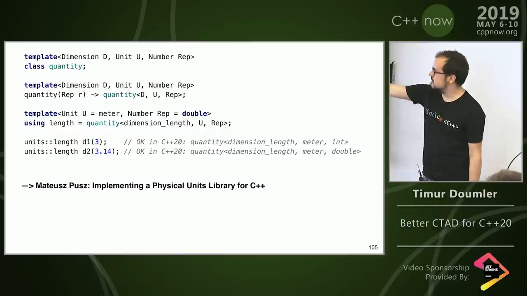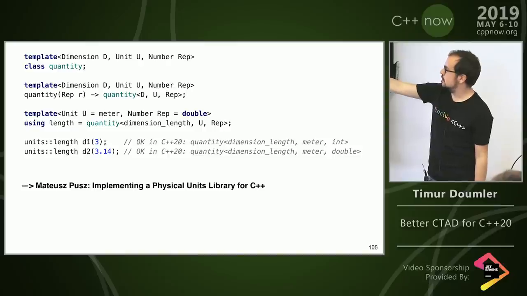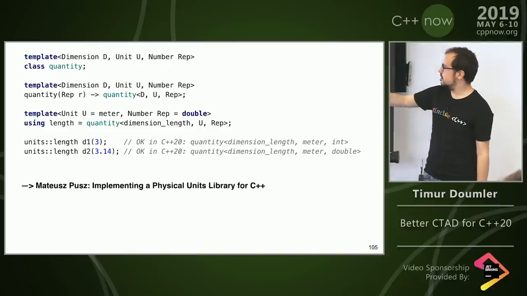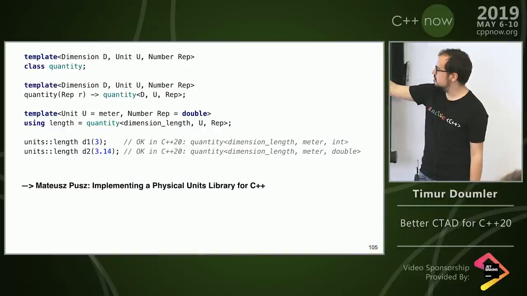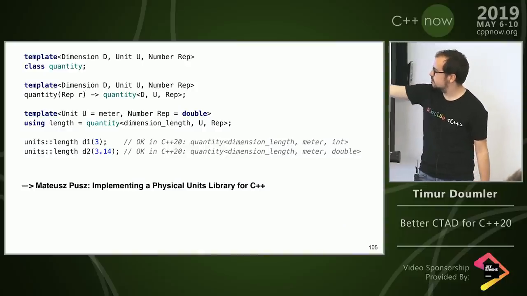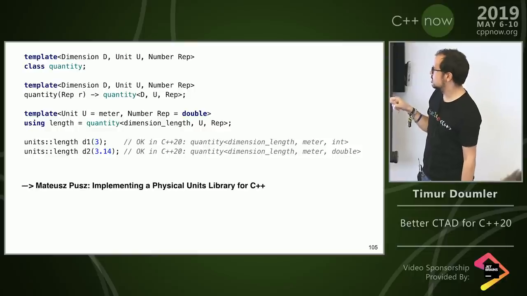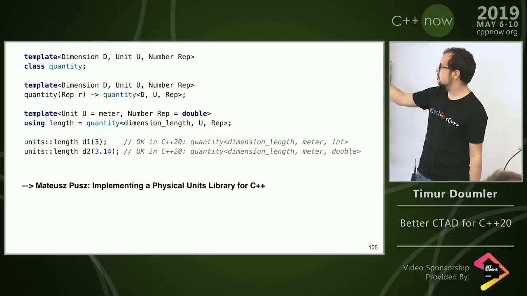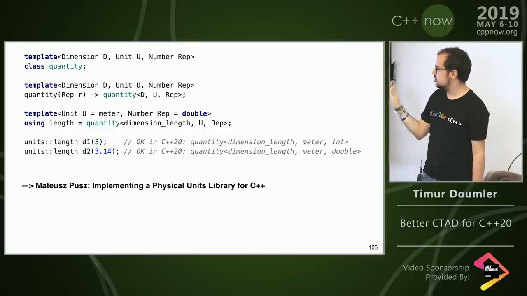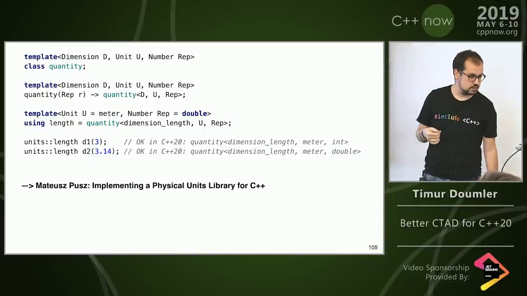So here, if you do units length, it will do the right thing. If you give it an int, it's going to go into the alias template, and it's going to use dimension length, it's going to use u meter, and for rep, it's going to use whatever you gave it, because that's the thing that the constructor takes. So you're going to get this. If you give it a double, you're going to get a double. So this will work.